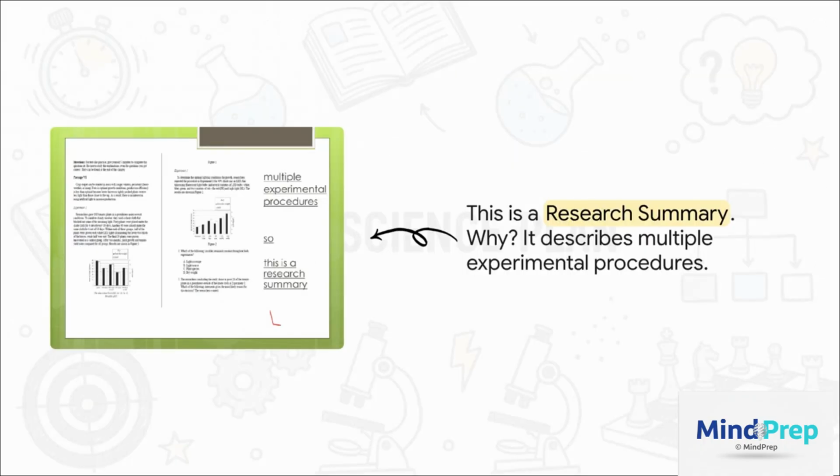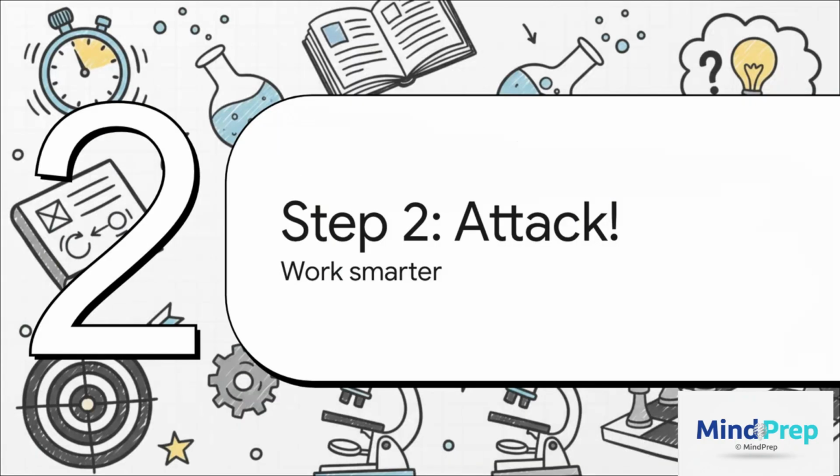So let's look at a real example here. Just glancing at this, what do we see? Experiment 1, Experiment 2. That's it. That's our clue. This tells us right away we are looking at a research summary passage. See how easy that was? You've already categorized it without getting bogged down in the details. Step 1, done.